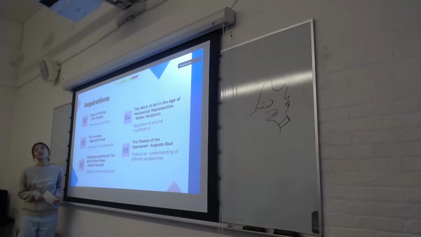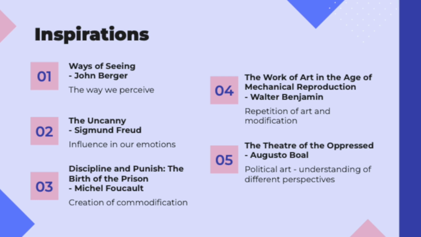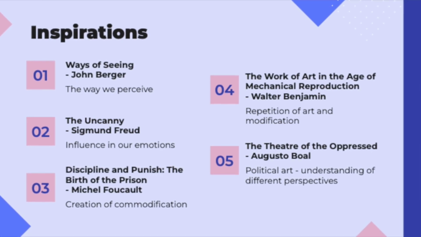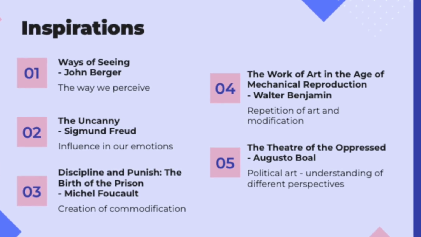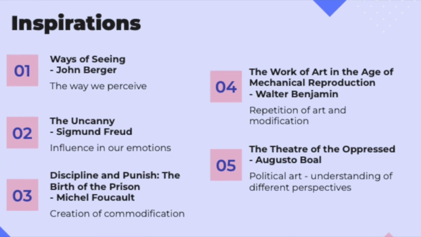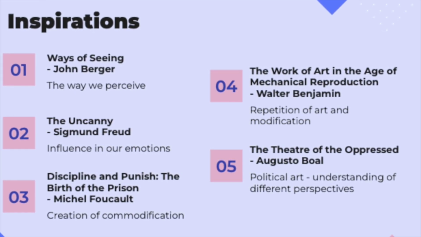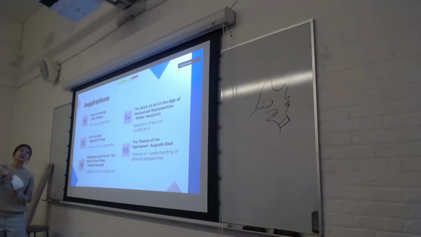And here are some inspirations that have confronted me with this topic. Ways of Seeing by John Berger, The Uncanny by Sigmund Freud, Discipline and Punish: The Birth of the Prison by Michel Foucault, The Work of Art in the Age of Mechanical Reproduction by Walter Benjamin, and Theatre of the Oppressed by Augusto Boal. I will go through each one of these artworks and texts in depth, following the order of these inspirations.